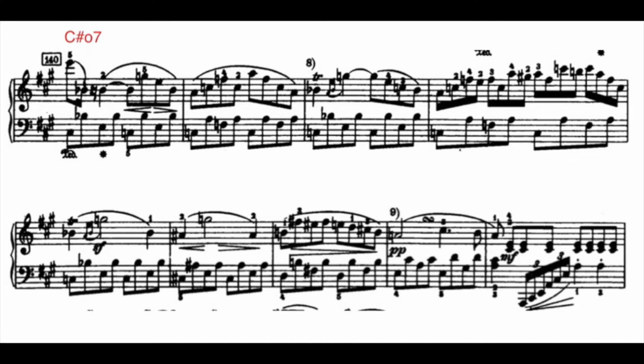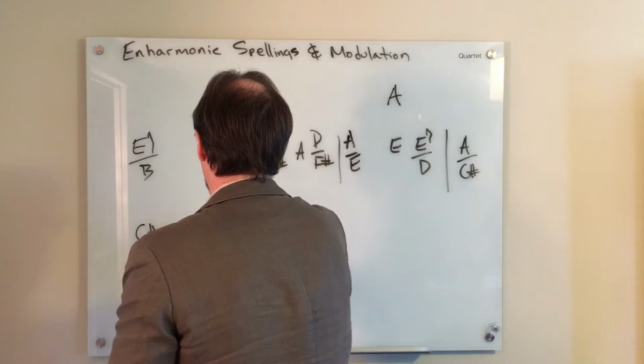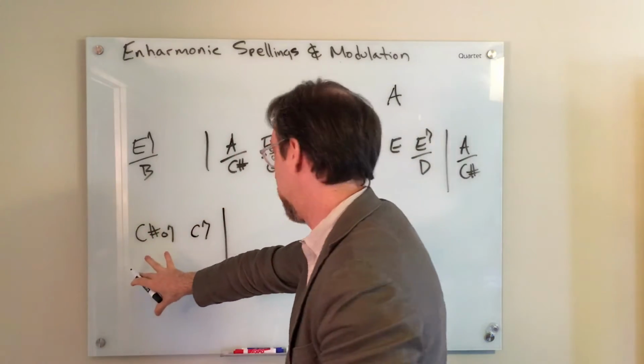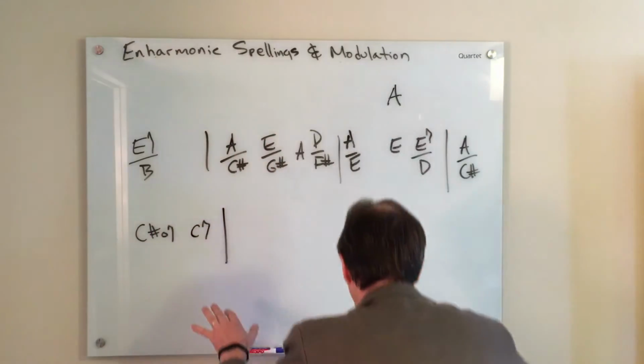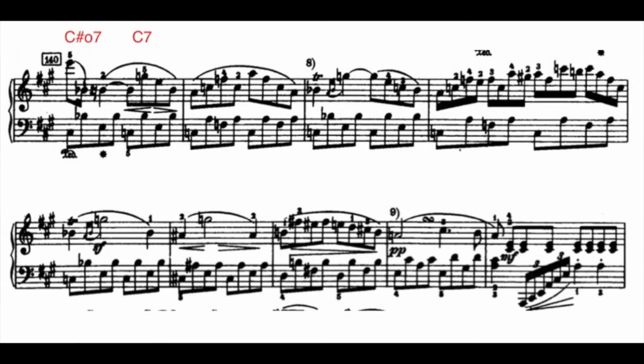And if we look at where it goes, in the second half of that measure, that's a C7 chord. So that's unexpected, so we know something's going on right here. C sharp diminished 7 to C7, something's going on there. And we're going to have to take a closer look at that. But let's continue as we go.